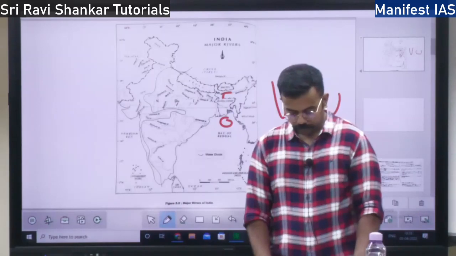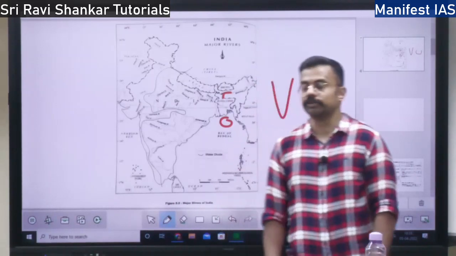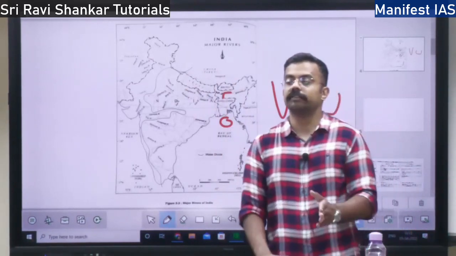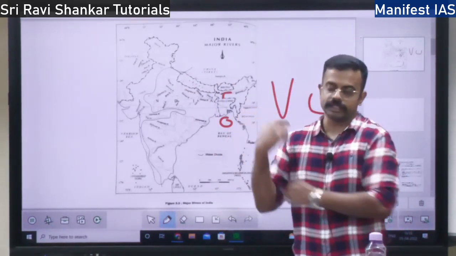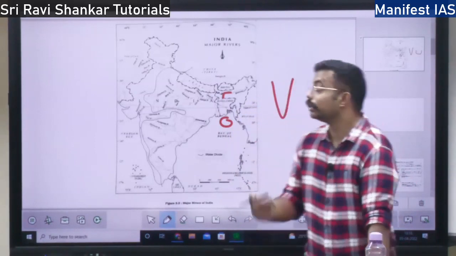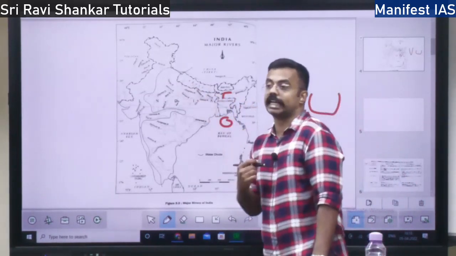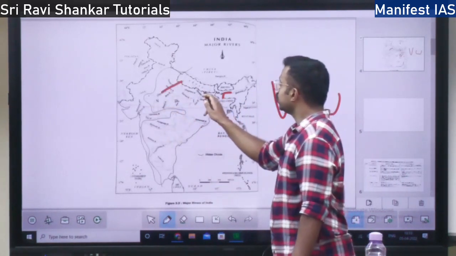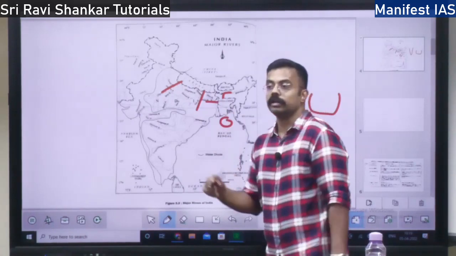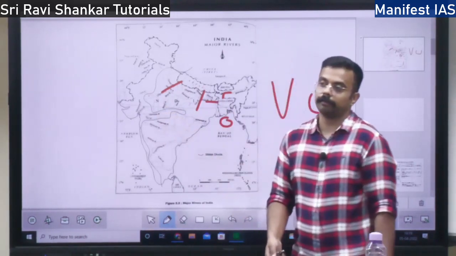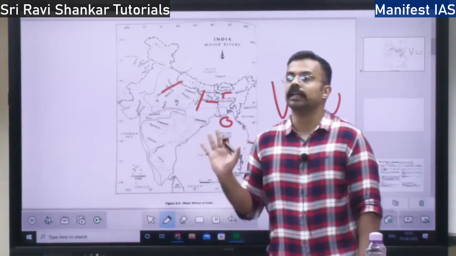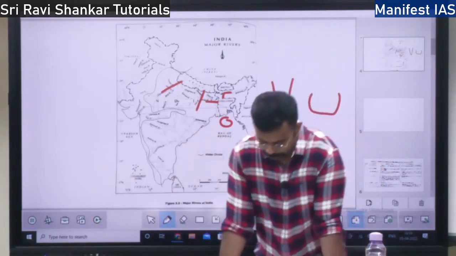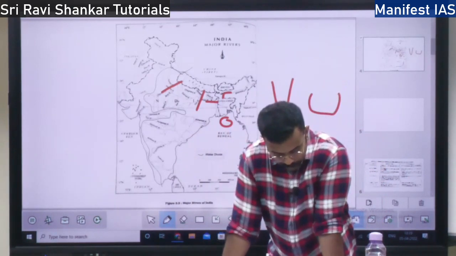So in the Himalaya you will find young rivers, that is of recent origin, rivers which are in their youthful stage. Rivers in this region, till here it is youthful, till here it is mature, and from here it is old. Whereas in the peninsular region you won't find youthful rivers. What you find is mature rivers. Only mature rivers you will find in that region, right?